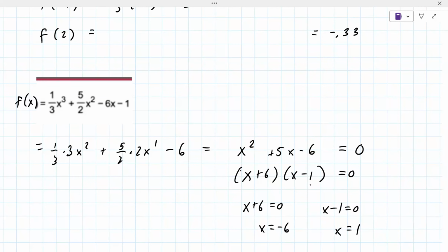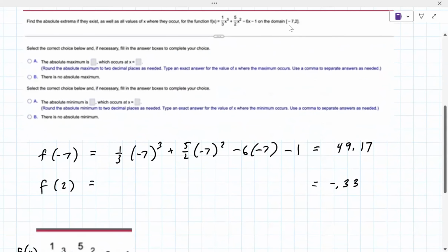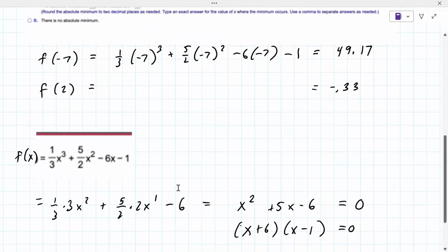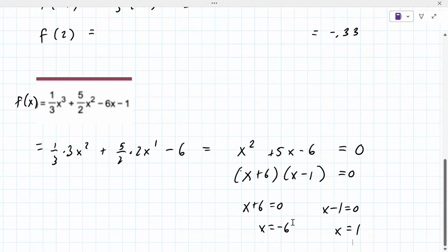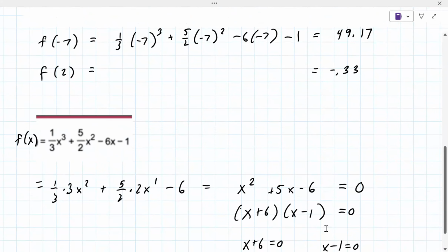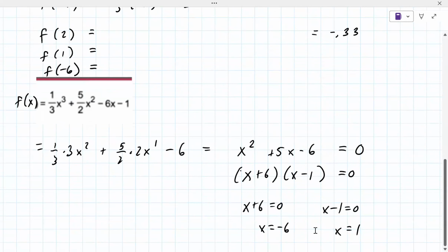And you then check, this is very important, you check to see if either of those are in that interval from -7 to 2. And they both happen to be in there. Sometimes only one is in there, sometimes neither are in there, but usually there's at least one in there. So then you go back and you evaluate the original function at those two critical points. So you use the derivative, you set it equal to 0 to find what are called these critical points. And then you put those back into the original function.